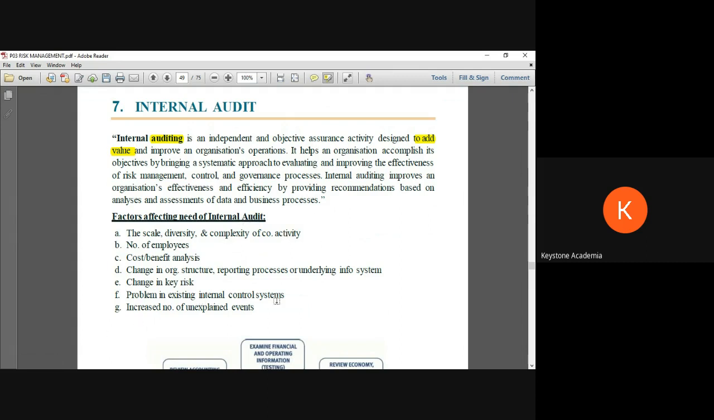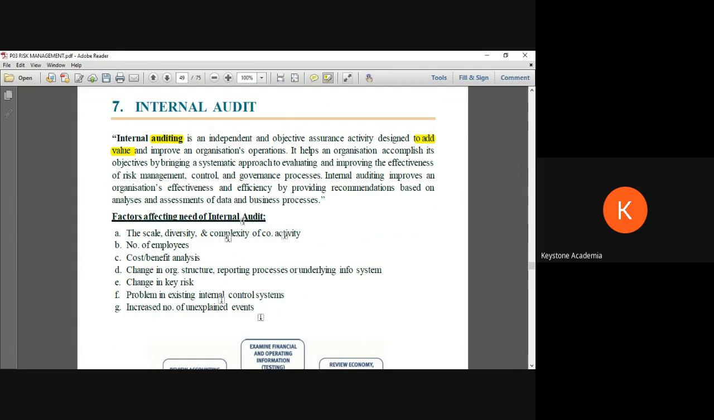Problem in the existing internal control system. We are not happy with the result, or the internal controls are not effective. Basically, the internal audit can come in to help them. Increased number of unexplained events. So a lot of frauds are happening and we are not able to find why and how it happened. Maybe internal people are involved, therefore it is unexplained.